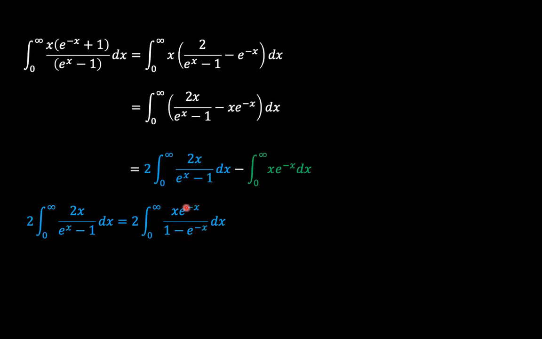If we focus on this last part, this looks like a summation from k equals 1 to infinity of a geometric progression with a constant ratio e to the power negative x. So we can plug that in. So we have x times the summation from k equals 1 to infinity of e to the power negative kx, right?